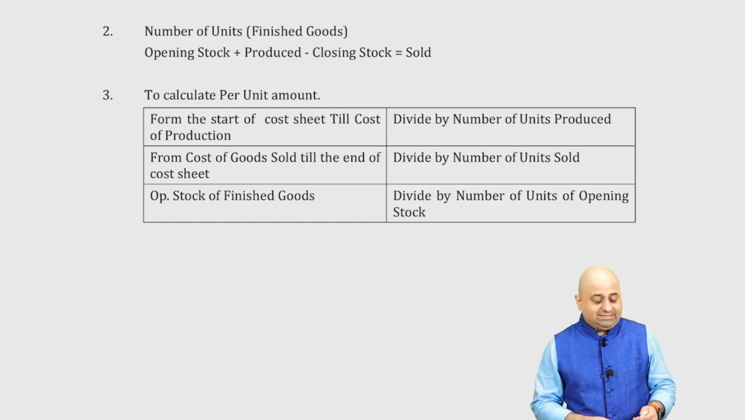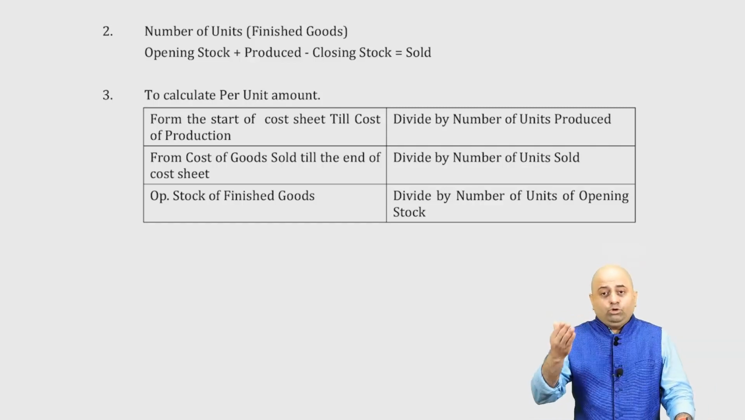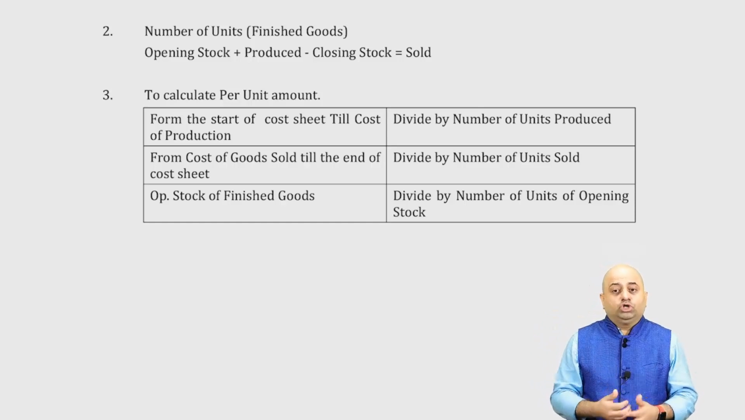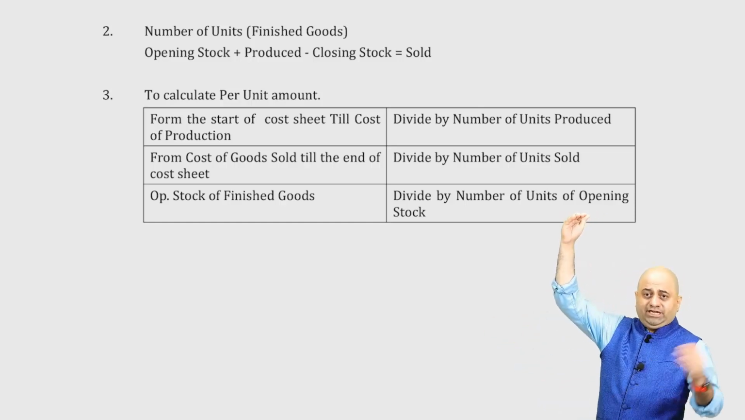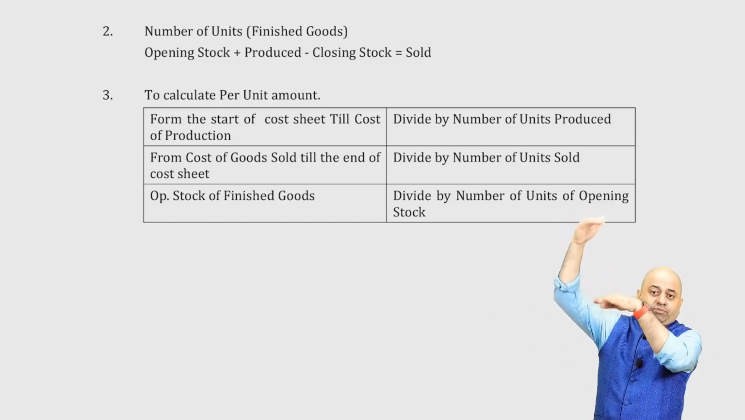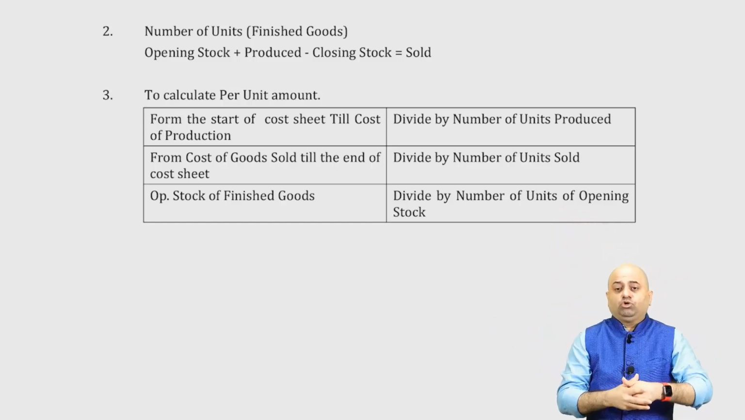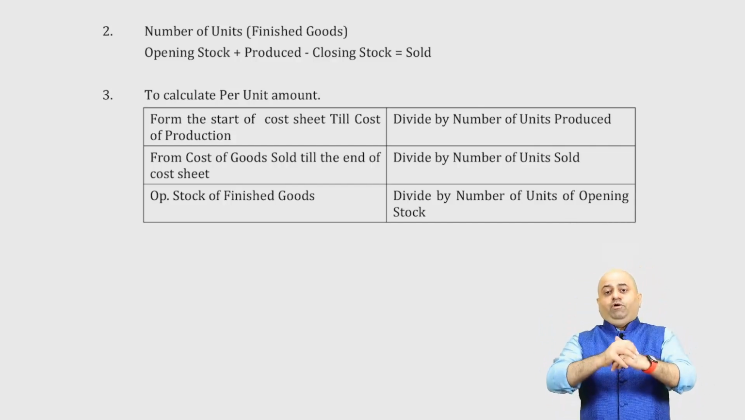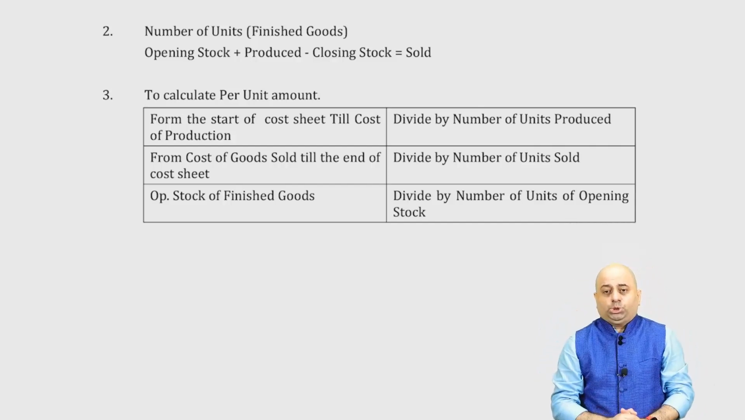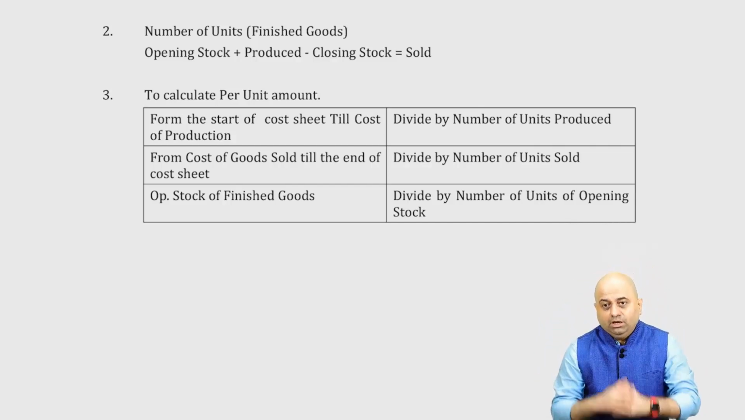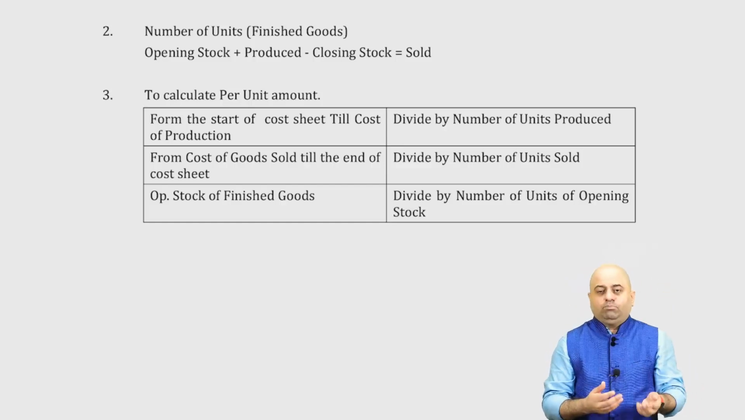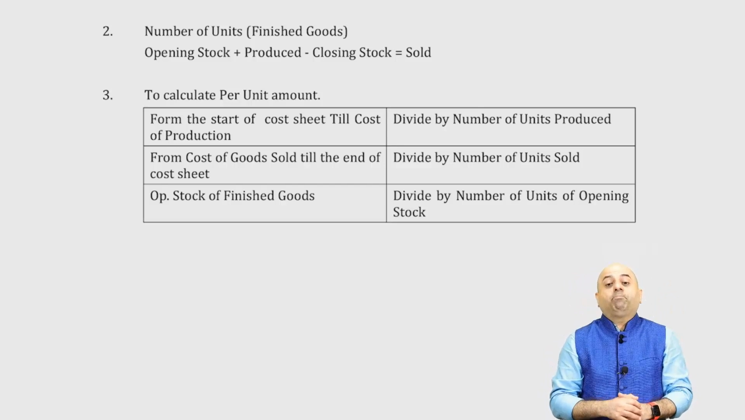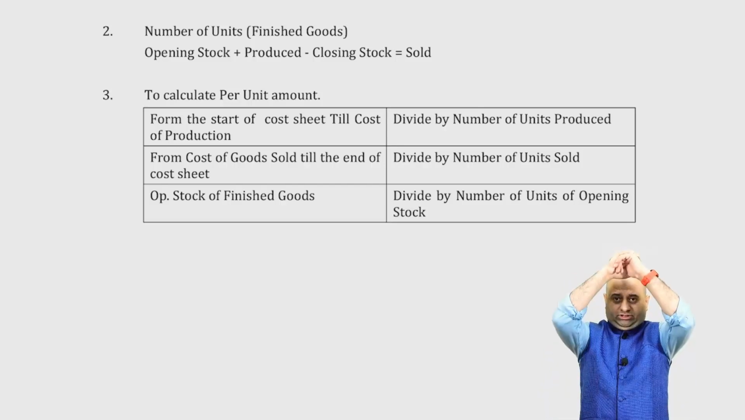Then, to calculate per unit amount, let us understand something. We need to calculate CPU, cost per unit. So how do we calculate? From the start of cost sheet till cost of production, the entire cost sheet is related to produced quantity. So any calculation should be done using produced quantity. I want to calculate per unit cost, which means I need to divide by number of units. That will be produced units.